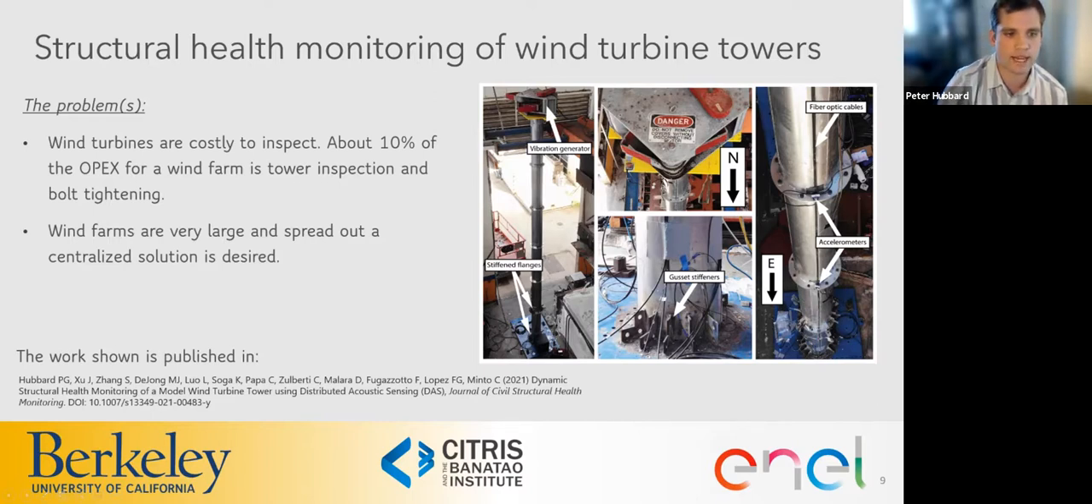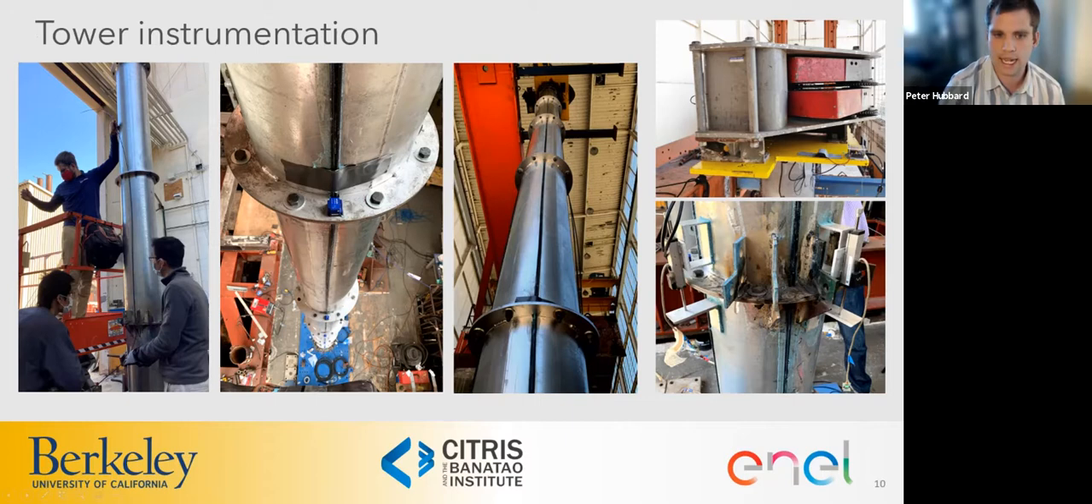So we want to see if we can address this and also address the fact that wind farms are very large and spread out. And it would be really nice to have a centralized solution where we can have one data center collecting data and information about all of our wind turbine towers. So we tested a concept of using different types of fiber optics with this laboratory test at PEER, which is the Pacific Earthquake Engineering Research Center in Richmond, California. And we constructed a specimen tower with very similar dynamic properties to a full-scale wind turbine tower. And we instrumented it using fiber optics. So you can see these fiber optic cables that are being epoxied to the outside of this wind turbine tower. And we also had a vibration generator at the top.